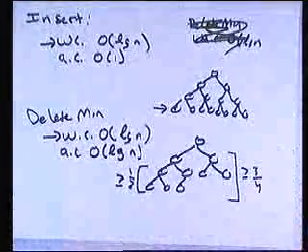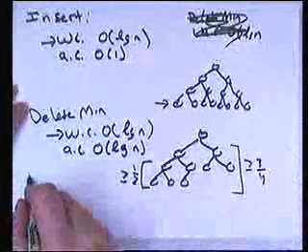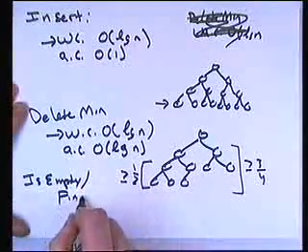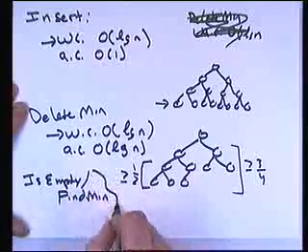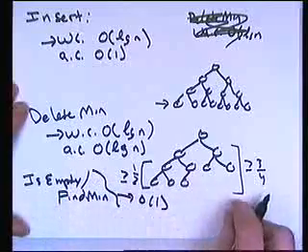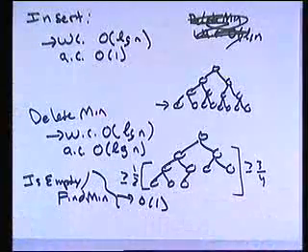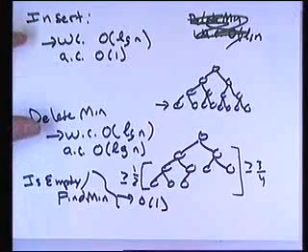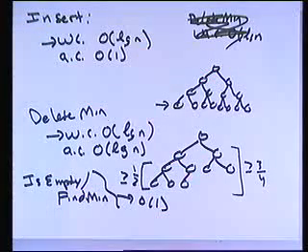The constants on those logarithms are very fast. So we had here, of course, that is empty and find min are both constant time. Delete min is logarithmic. Insert is logarithmic. But those two logarithmic operations have very, very low constants.